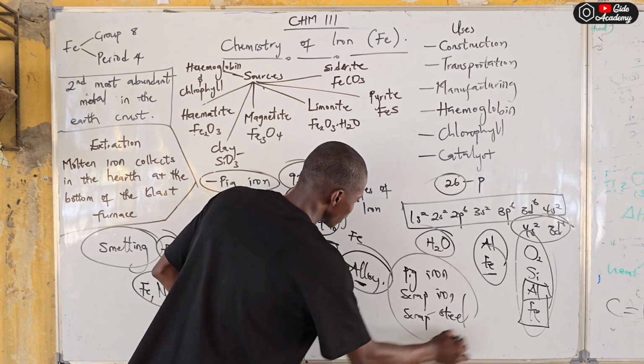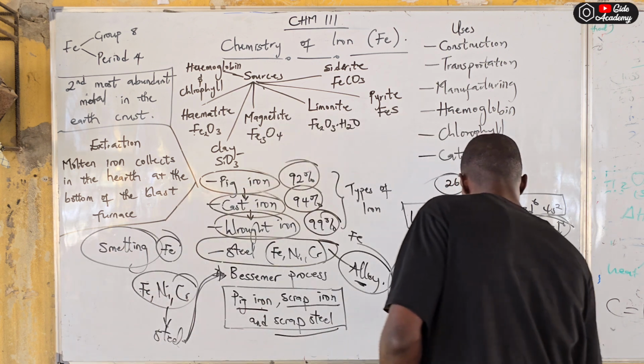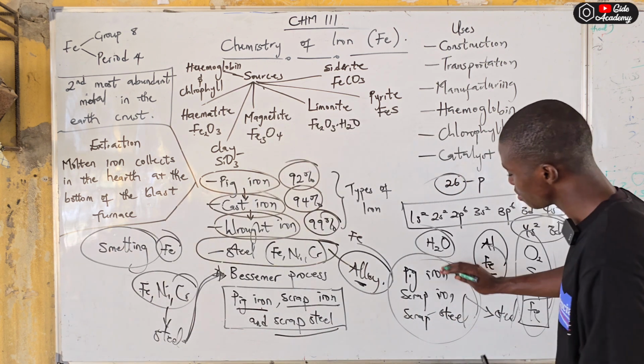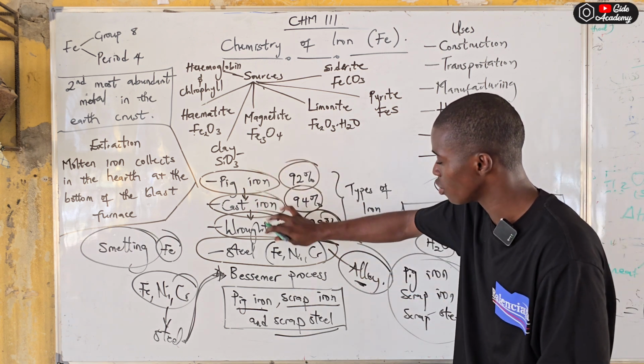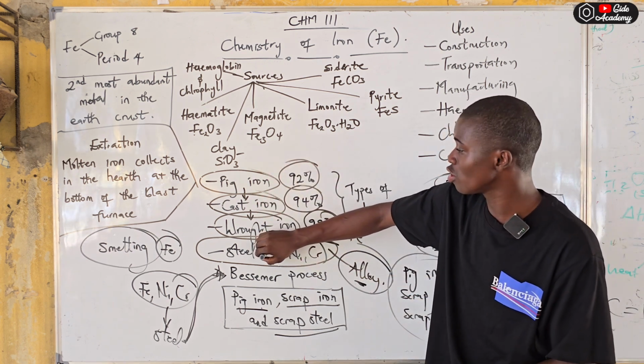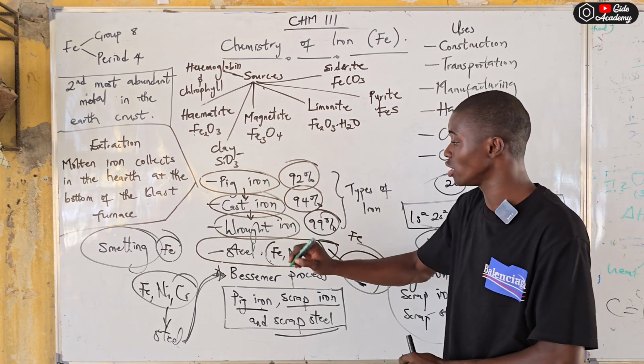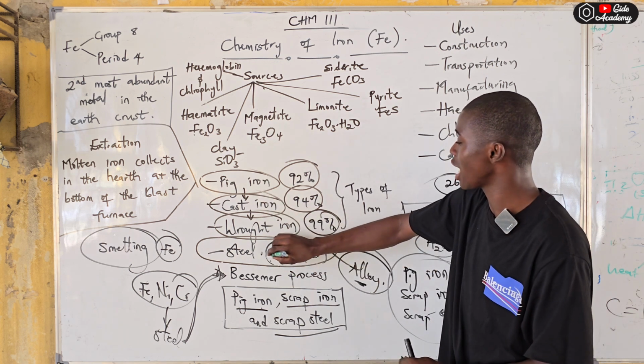These are the raw materials used in the production of steel. Please, these are not types of steel. These are materials used in producing steel, while these are the types of iron. But please take note, steel is not a type of iron. It's an alloy of iron.